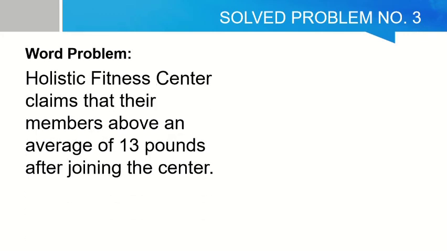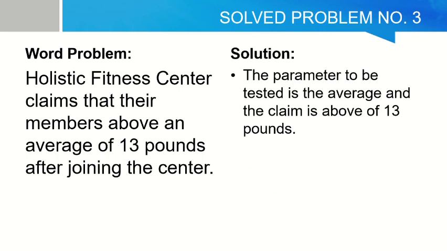Now, solve problem number 3. Holistic Fitness Center claims that their members lose an average of above 13 pounds after joining the center. Your solution: the parameter to be tested is the average and the claim is above 13 pounds. Then your null hypothesis is the average is less than or equal to 13. Sabi nga is above. In your null, yan, or equal to 13.